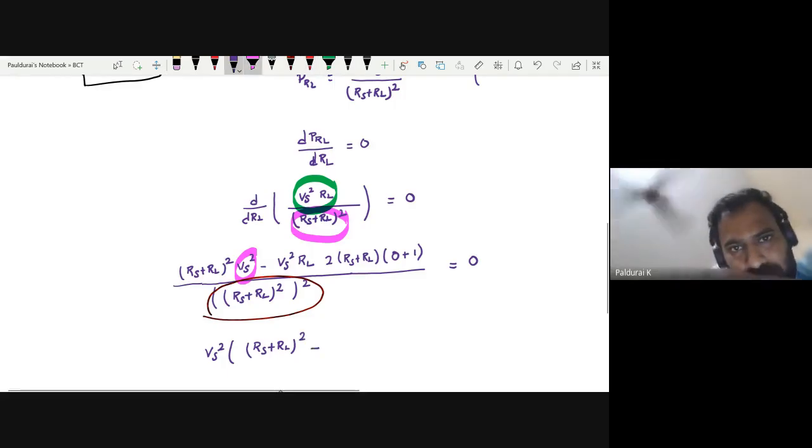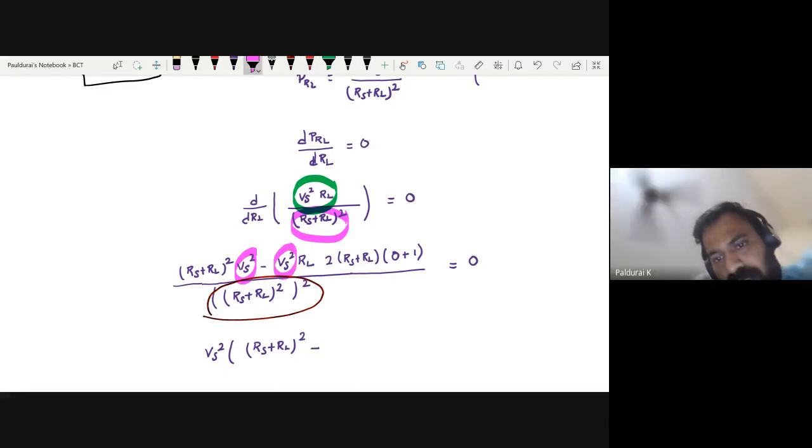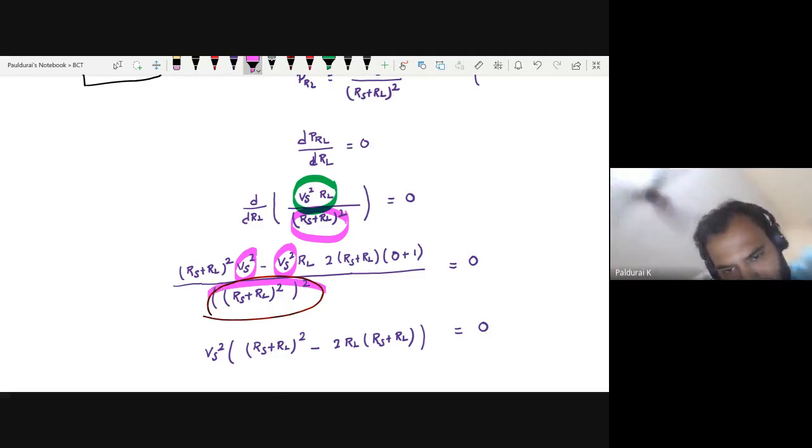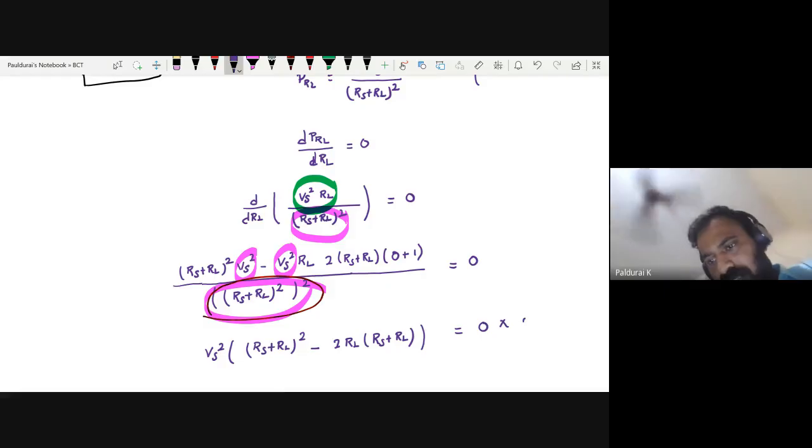Here also I took Vs squared as common. So remaining I have 2 times RL times Rs plus RL into 0 plus 1 will give you 1, which equals 0. I moved this term to the right side, or if you want to write here, 0 times Rs plus RL, the whole square times the whole square becomes 0.